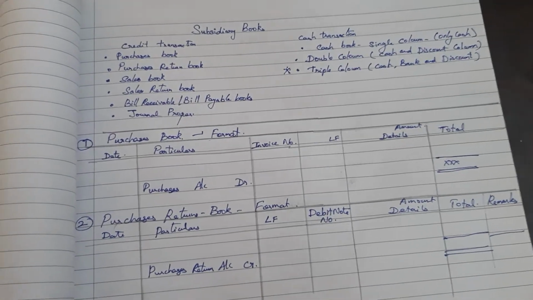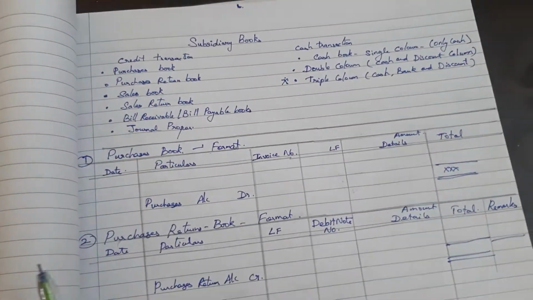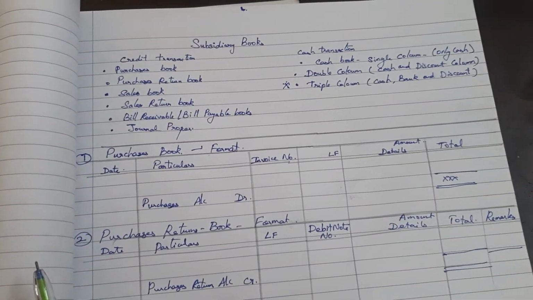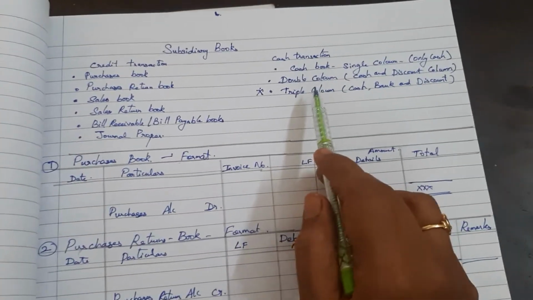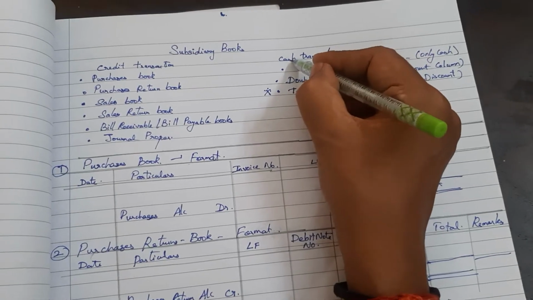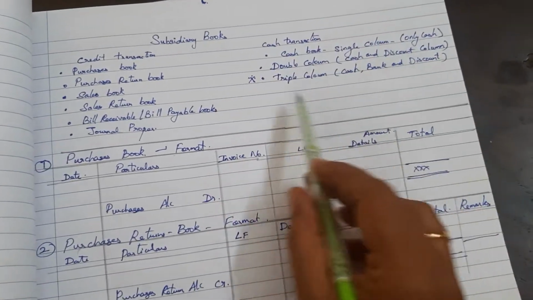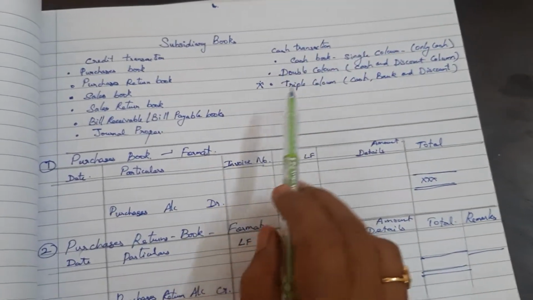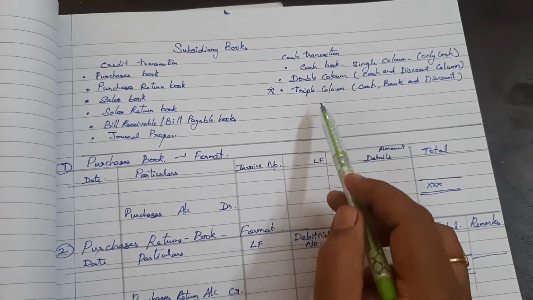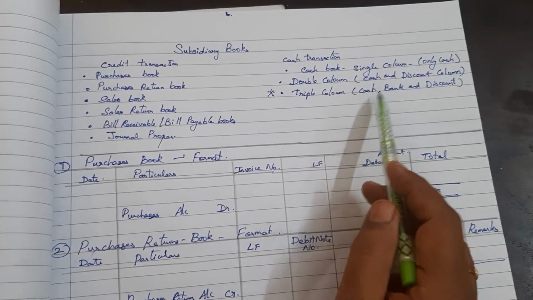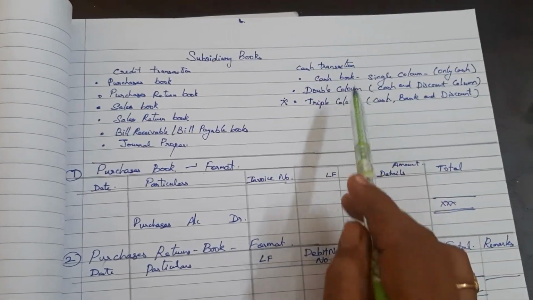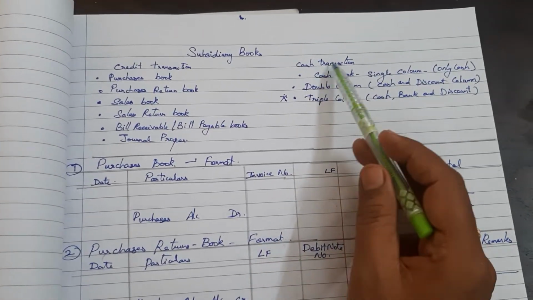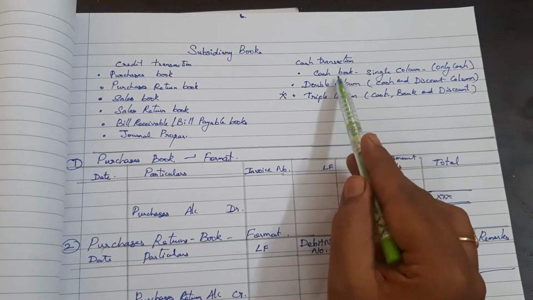Okay, then all the credit transactions are recorded in the first set of subsidiary books. The next set of subsidiary books is very important, very important. That is, cash transactions are recorded in the cash book. Usually the cash book is maintained as a triple column only. That is what usually businesses will do. But for the sake of the 11th standard portion, we will see one by one.